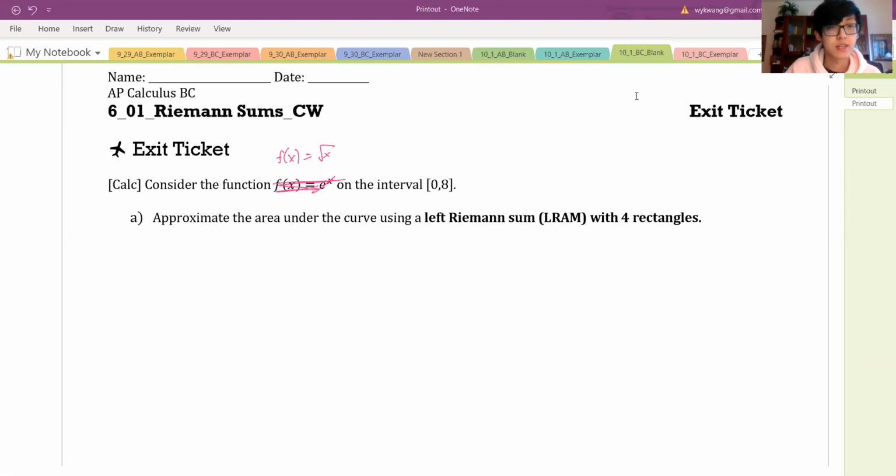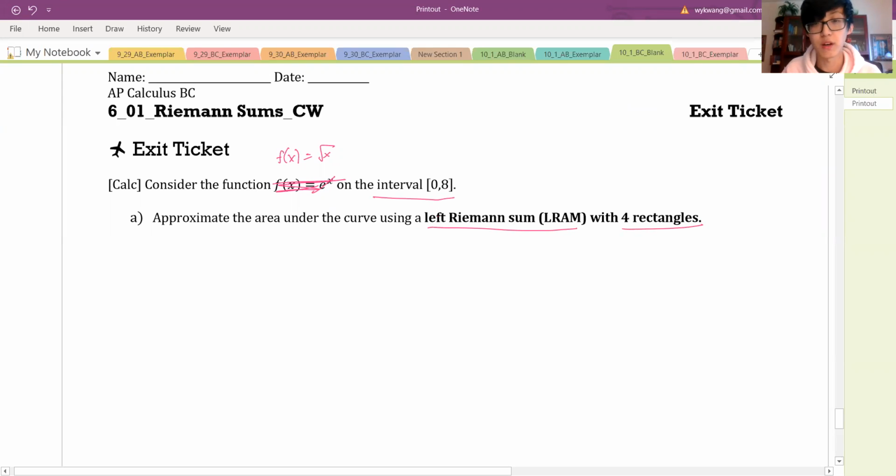So this question says, consider the function. I switched out e to the x with square root of x, but it should be the exact same process. So on the interval of 0 to 8, approximate the area under the curve using a left Riemann sum with 4 rectangles. We don't have a picture of the function, but that's totally fine. We can still do this calculation without a picture.